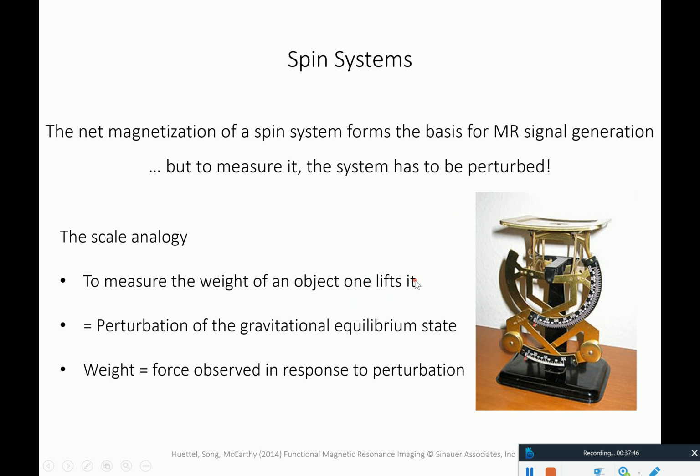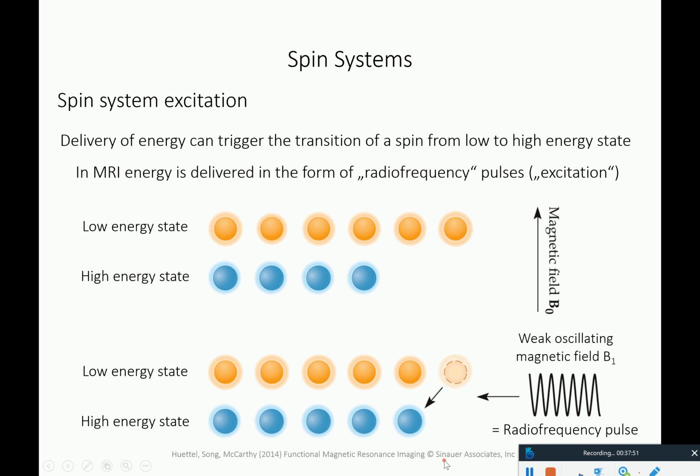So why this perturbation? Because that's the next thing that happens in magnetic resonance imaging. Now that the spin system has this magnetic moment, a radio frequency pulse is delivered. You can also say a weak oscillating magnetic field, which is called B1, is turned on, but it's usually referred to as a radio frequency pulse. And this now perturbs the system from equilibrium.